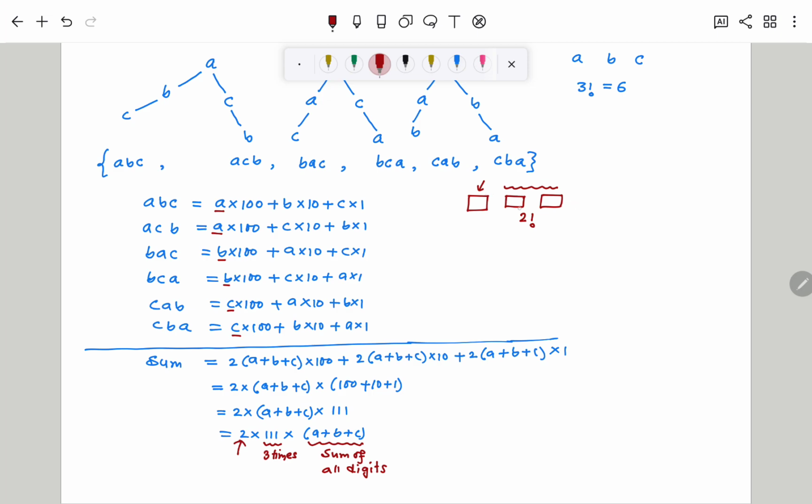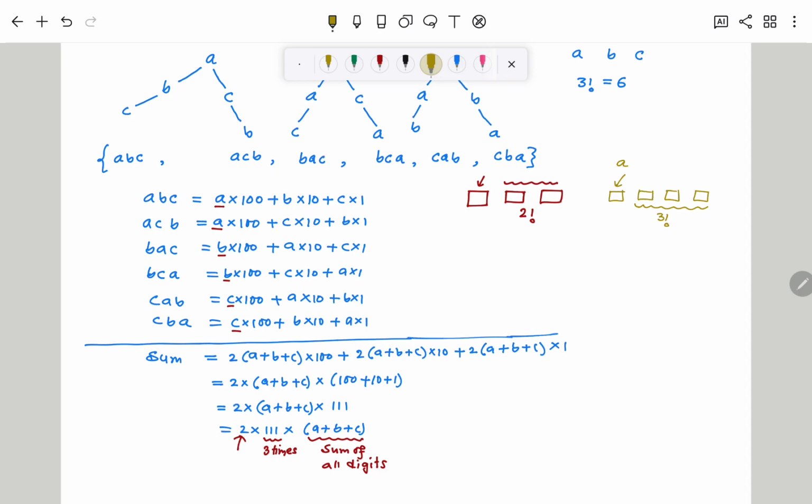If we consider b here, then also we can construct 2 factorial numbers. So you can generalize. If you have 4 digits and you want to put a here, then how many numbers can you construct? It will be 3 factorial. So in that case, you have to consider 3 factorial.